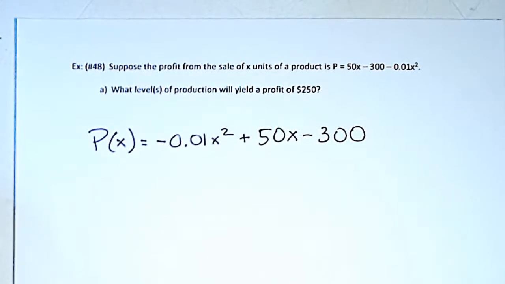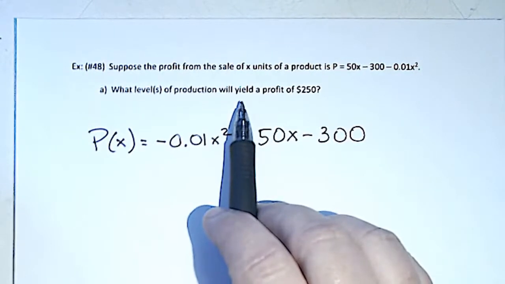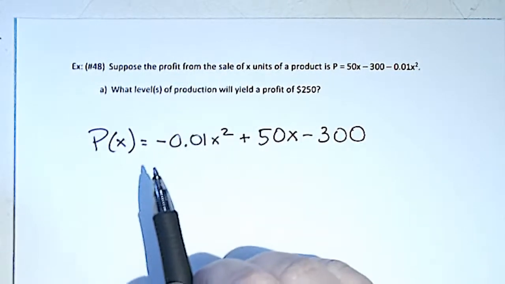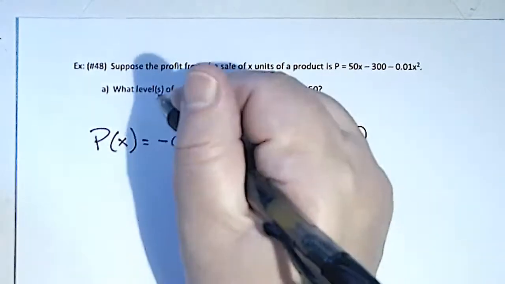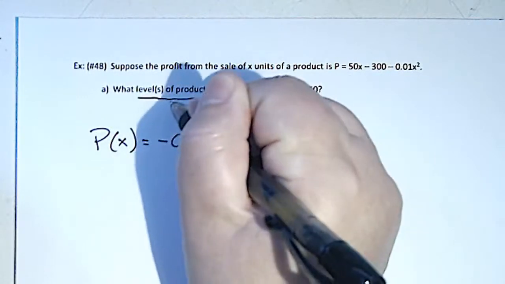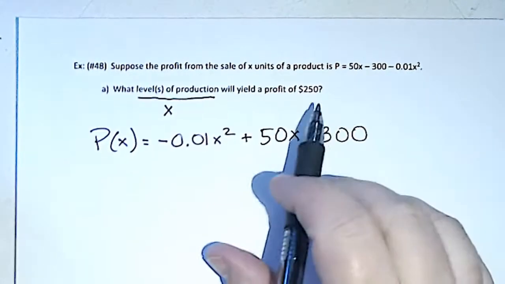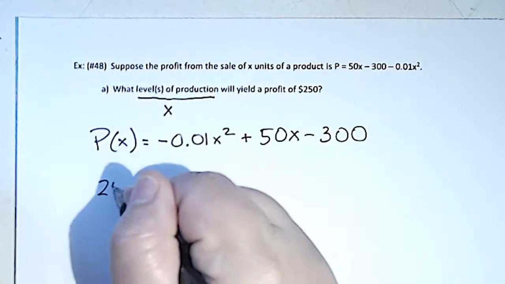So here's our polynomial. And the question we have is, what levels of production will yield a profit of $250? And what that means, yield means give you or equal. Basically, that's the verb there. So there's our equal sign. We've got to find the level of production. So level of production, this guy right there. Remember, that's just a fancy way to say x. And we want profit to equal 250. So I'm just going to do this.